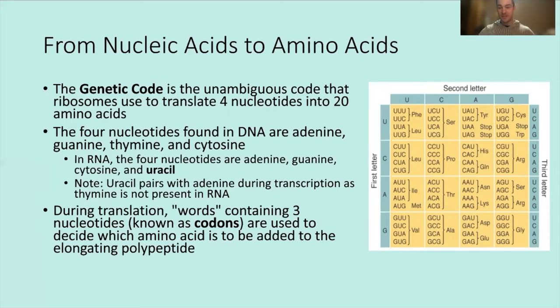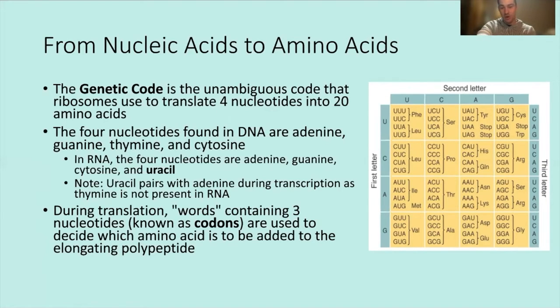The 4 nucleotides that we find throughout DNA are adenine, guanine, thymine, and cytosine. In RNA, the nucleotides are actually adenine, guanine, cytosine, and uracil. Thymine is not present in RNA. It's uracil that actually pairs with adenine. And it's important to note that it pairs during transcription, but RNA is a single-stranded molecule, whereas DNA is double-stranded, so DNA is always paired. For RNA, the pairing is used for transcription.